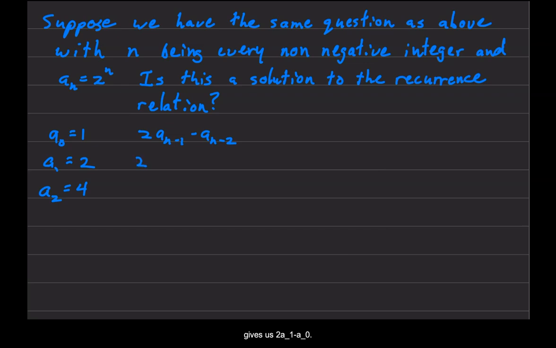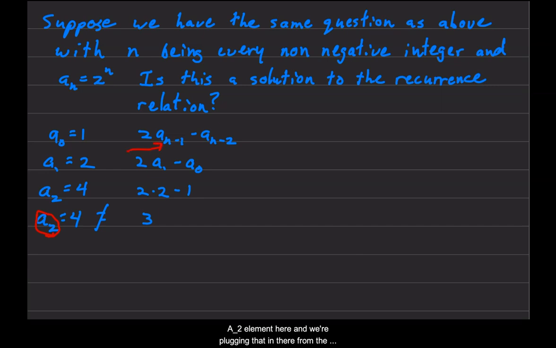It gives us 2 times a1 minus a0. Plug in our values, we get 2 times 2 minus 1, which is equal to 3, which is not equal to our a2 element, which was equal to 4. And again, we took the a2 element here, and we're plugging that in there from the start. So our a2 elements do not match. Therefore, this is not a solution.